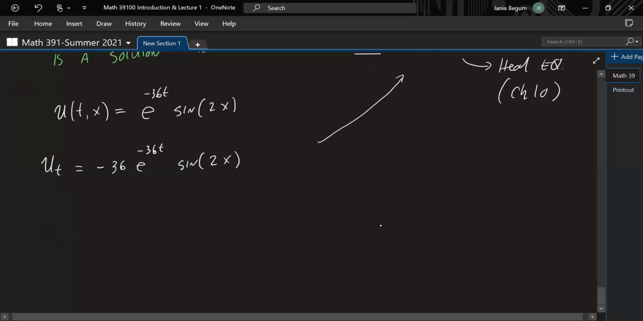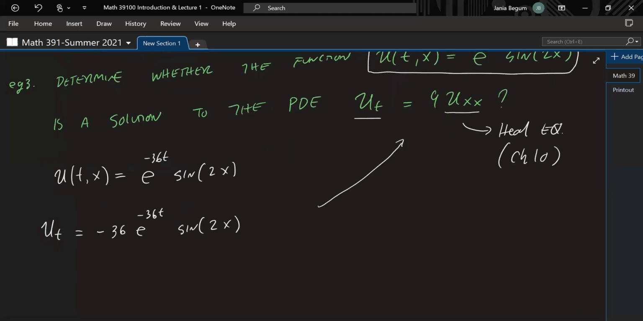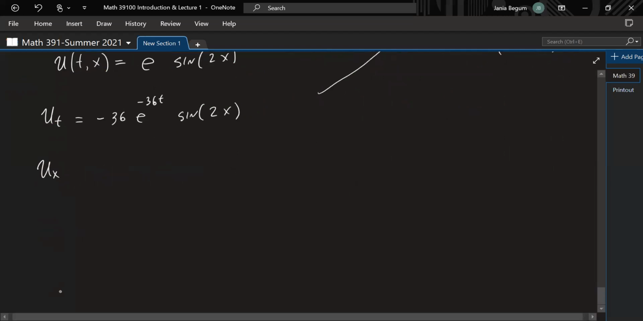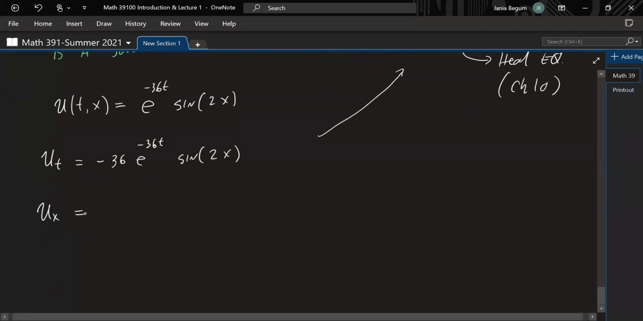Okay, now for the second part, I need to take the partial of u with respect to x twice. So I'm going to go through the partial with respect to x first, and then take its derivative a second time. That will give me the partial of xx. So let's go ahead and take the partial of u with respect to x. Now we're going to treat this as a constant because that involves the t variable, not x, so that's e to the negative 36t. Now what's the derivative of sine 2x?